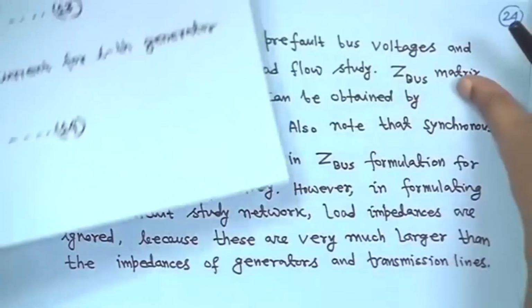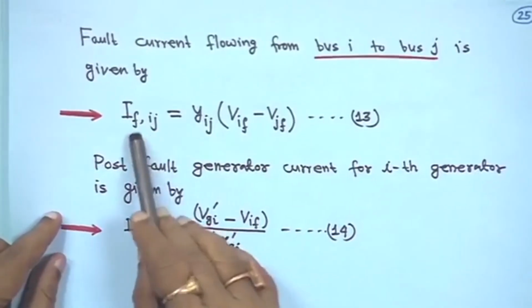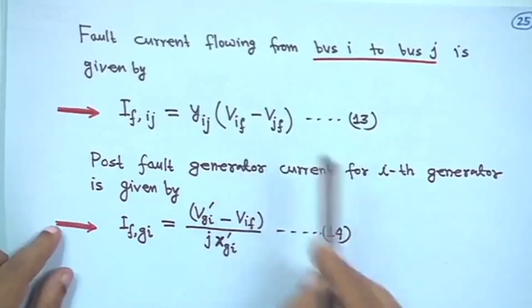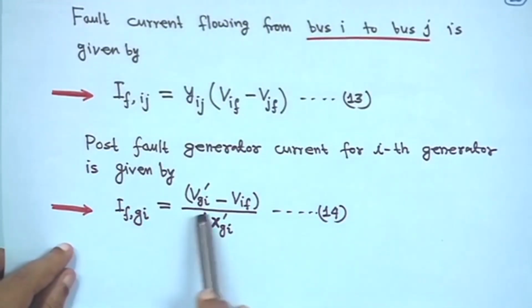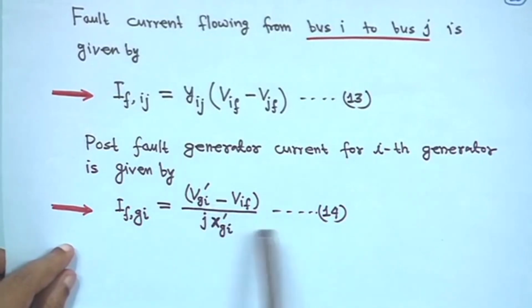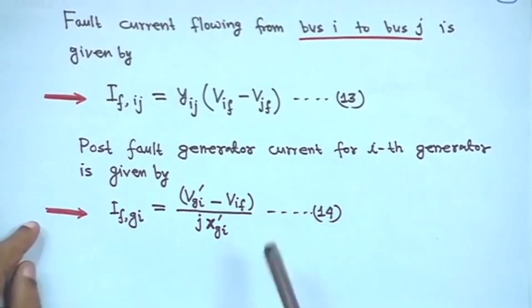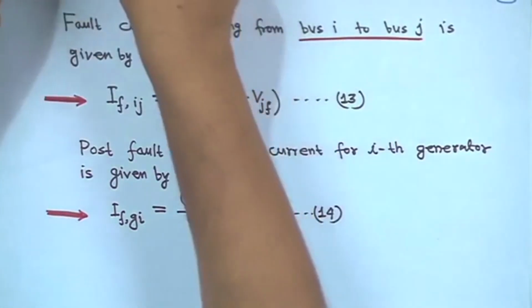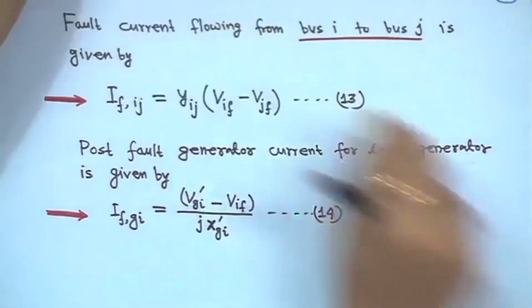That means the fault current flowing from bus i to bus j, Iij, is equal to Yij times (Vif minus Vjf). If you know Vif and Vjf, then you can easily calculate it. The post-fault generator current for the ith generator in general is IGi equal to (Vgi dash minus Vif) upon jXgi dash. This is equation 14. This way you can go for the Thevenin equivalent, and accordingly compute all the fault voltages and currents.